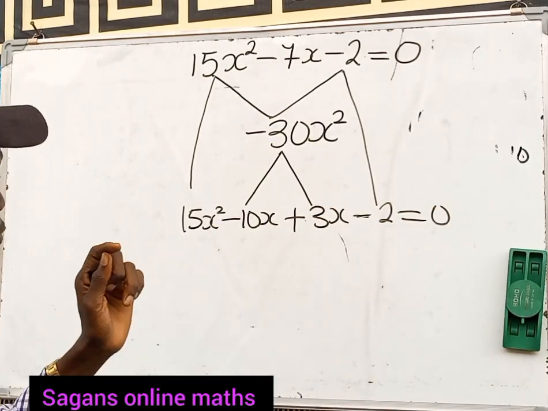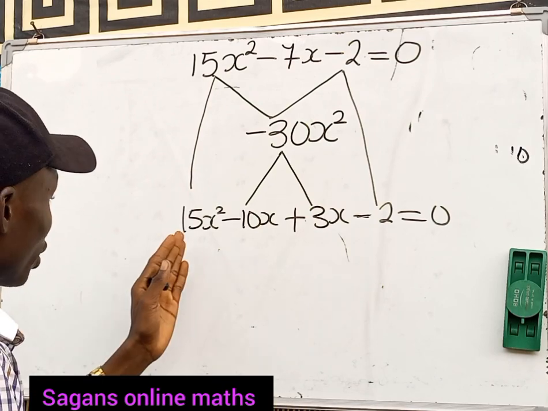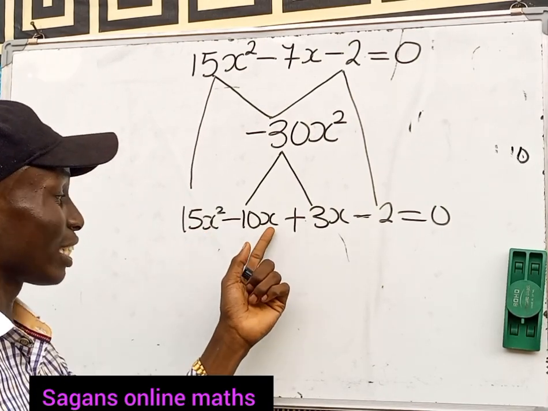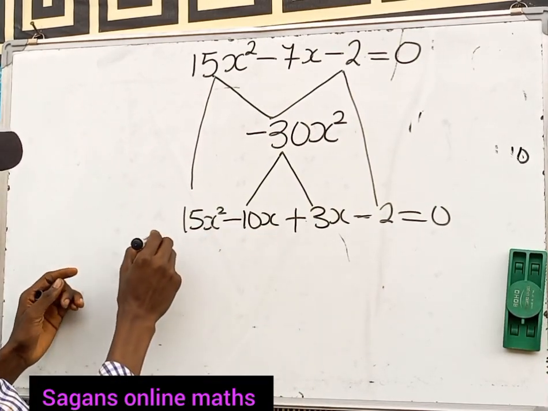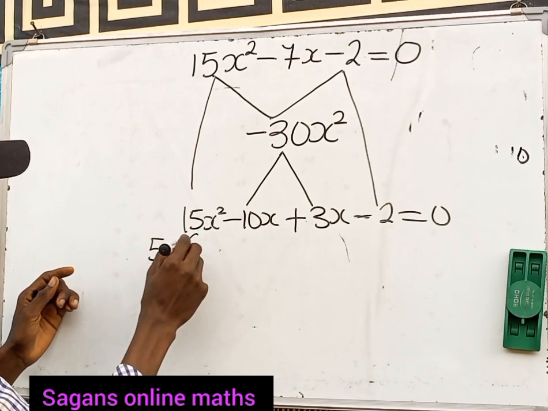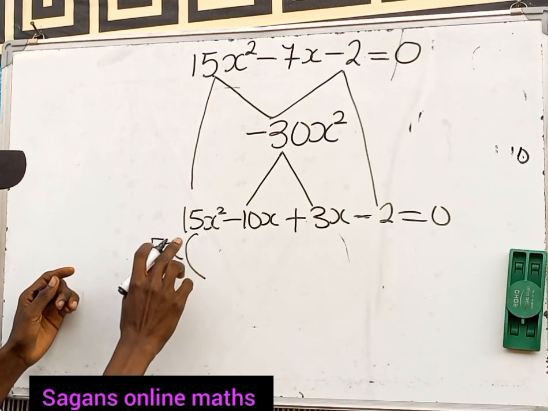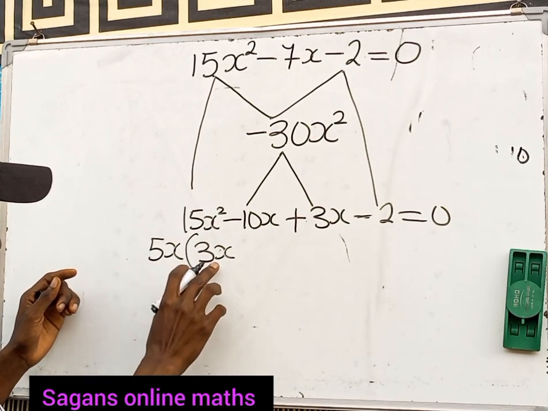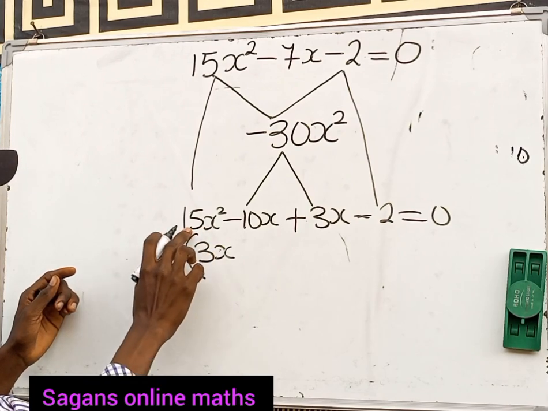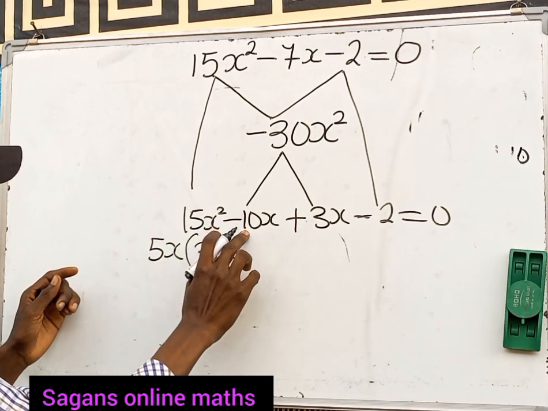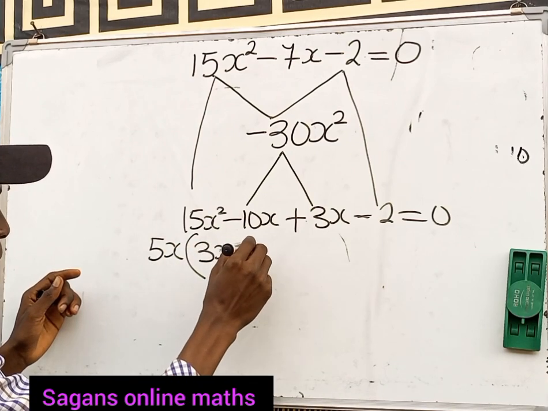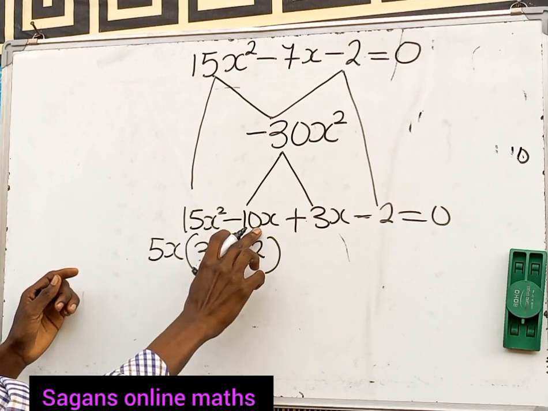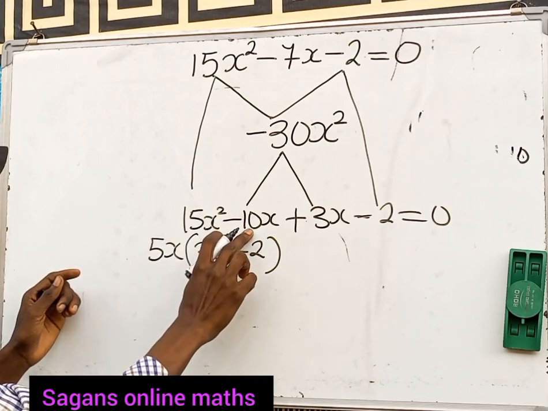Now let's check 15 and 10. What is the common factor of 15 and 10? 5 can go into both. Since x is in both terms, 5x is common, so we factorize 5x out. Then 15x squared divided by 5x gives 3x, because 5x times 3x gives 15x squared. Then minus 10x divided by 5x is minus 2, because 5x times minus 2 gives minus 10x. You can see how simple it is.